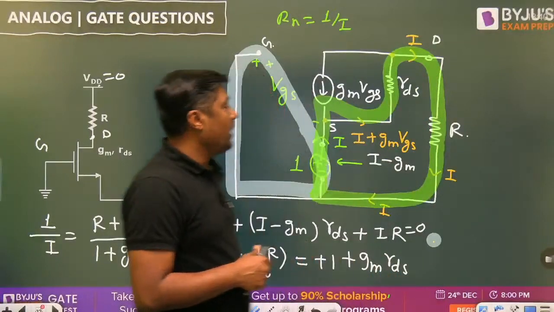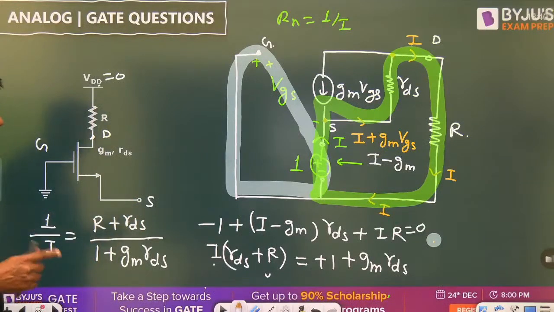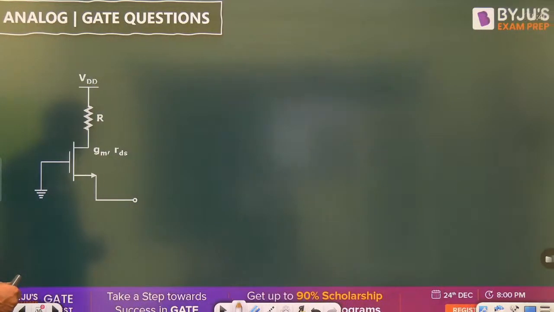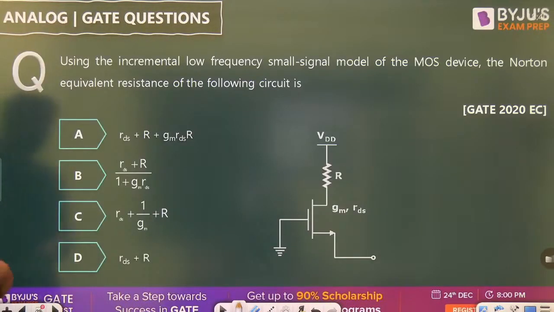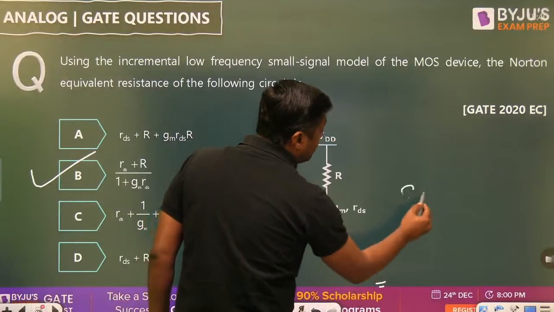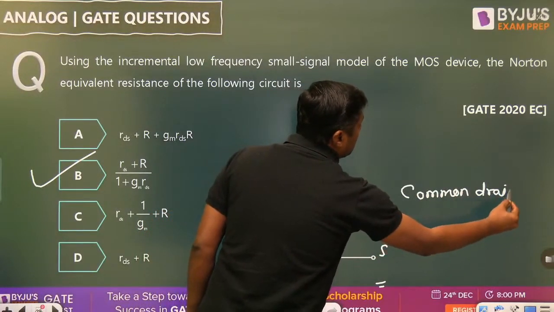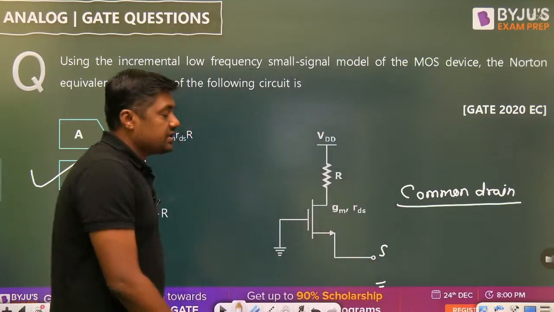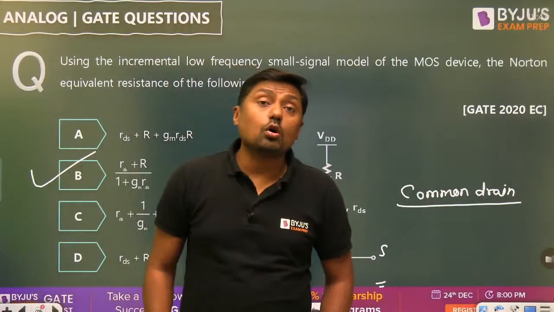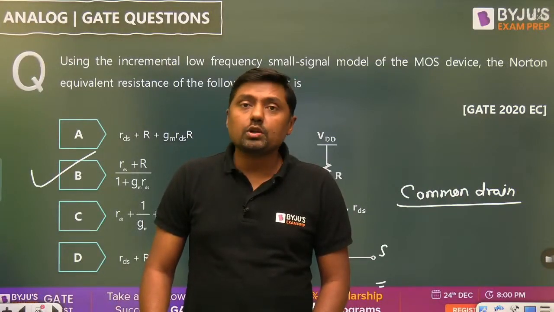Here it is a common drain, and for common drain the output resistance is very, very low. So when we are taking the output from the source, this is called common drain configuration, or it is also called source follower. For this circuit, the output resistance is very, very small.